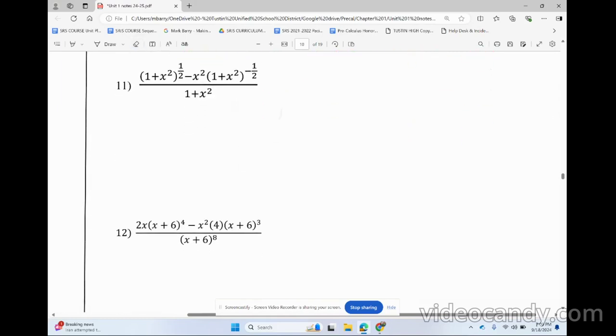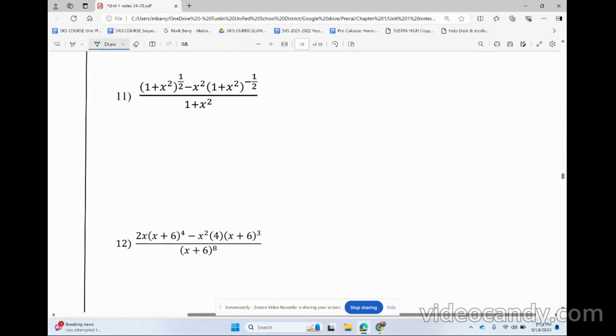So for number 11, I would use a u substitution technique. I would let u equal 1 plus x squared. We can do that anytime we have something that's showing up multiple times, especially if it's in parentheses. And then we can rewrite this as u to the 1/2 power minus x squared times u to the negative 1/2 power. And then actually I can write the bottom as u as well. So every time I saw that 1 plus x squared, just replace it with a u.